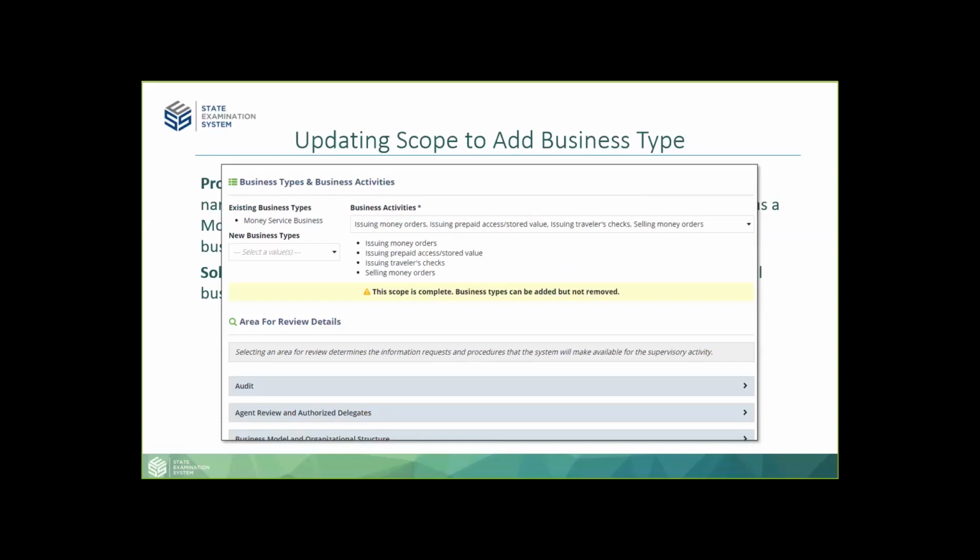So rather than demo this, because I think it's very straightforward, we just included a screenshot here of what this looks like. You'll see at the top, the existing business type in this screenshot was money service business, and then the business activities that were part of this exam.